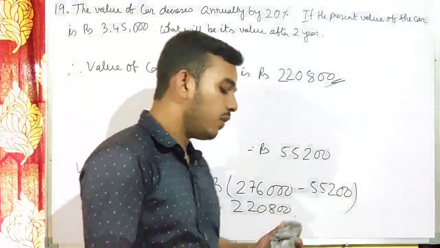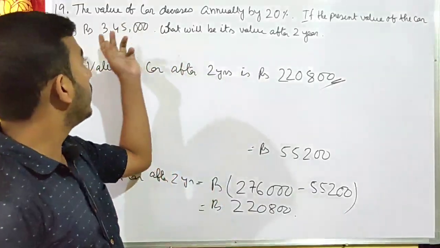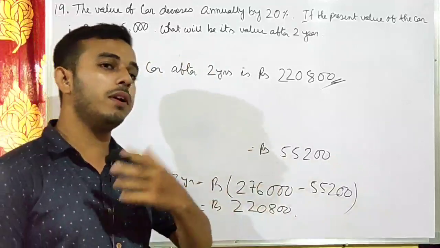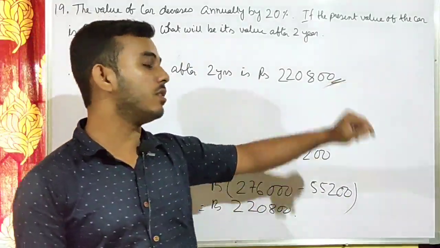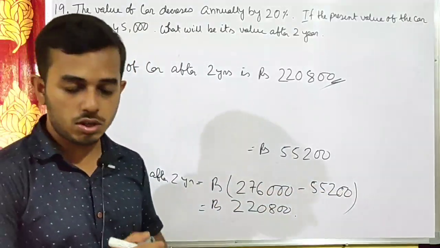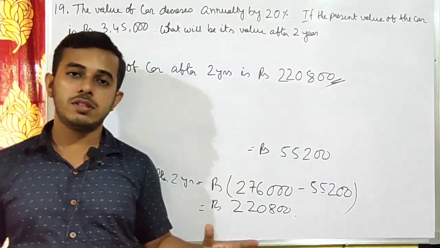Okay, so if you want to buy a car of rupees 3,45,000, then you wait 2 years and it will decrease to this amount, if it is decreasing by 20%. I hope this is clear to you.